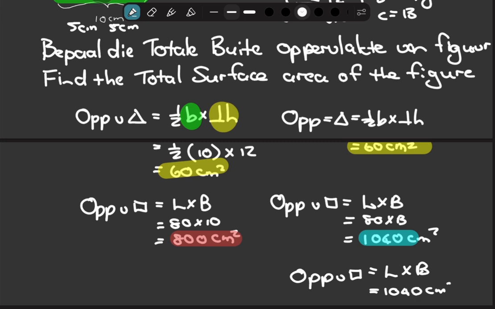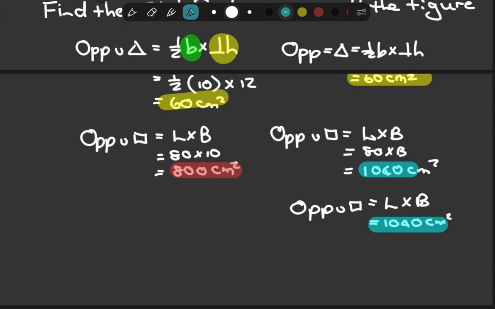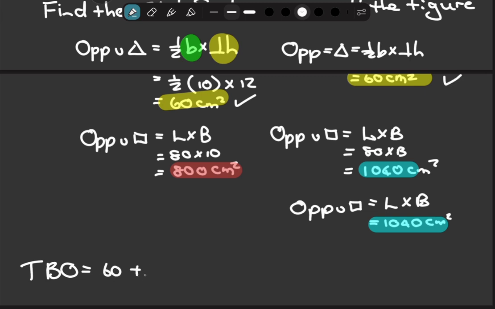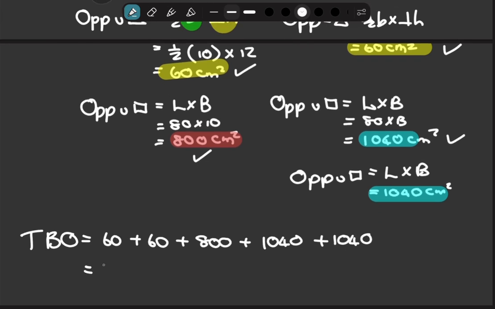Okay, so we've got all our sides measured. Okay, and now we just need to do the total surface area. Totale buite oppervlakte. We're going to take the 60, and we're going to add the 60, and we're going to add this 800, and we're going to add this 1040, and we're going to add this 1040. Okay, en dit gee my 3000 vierkante centimeter. En daar is hy.